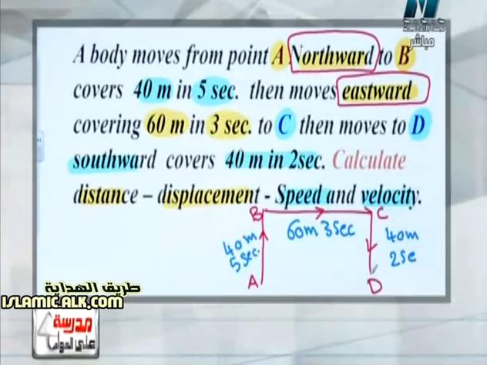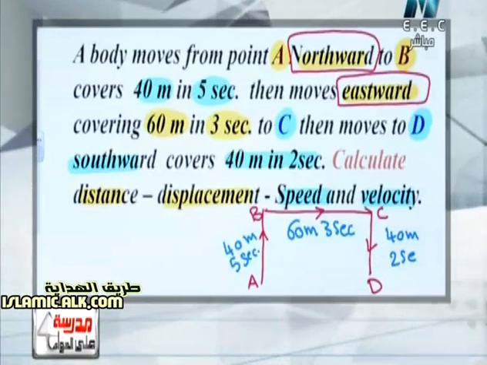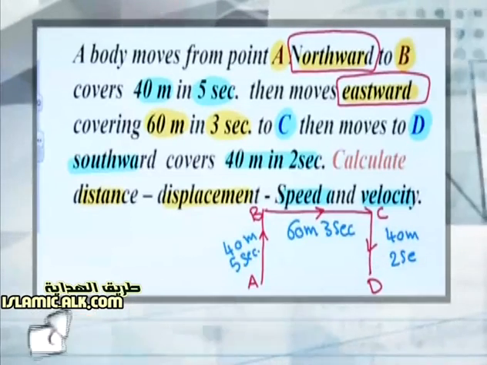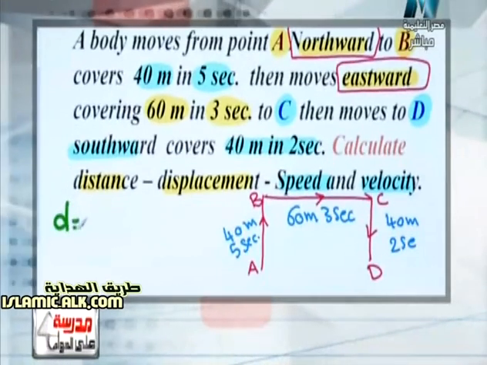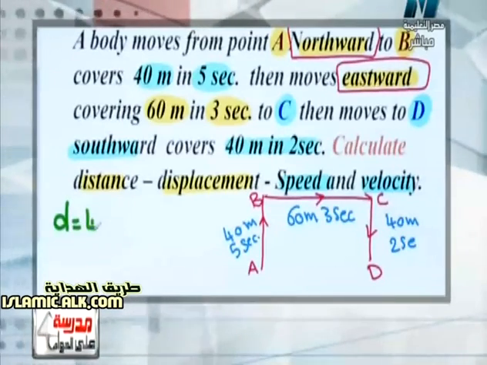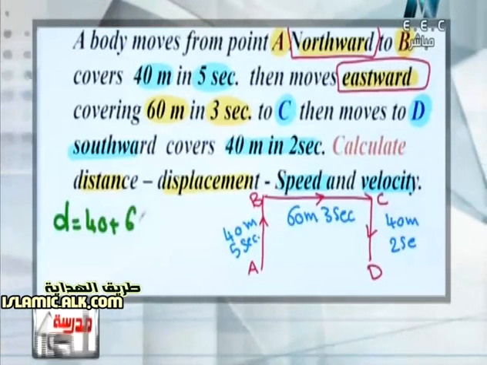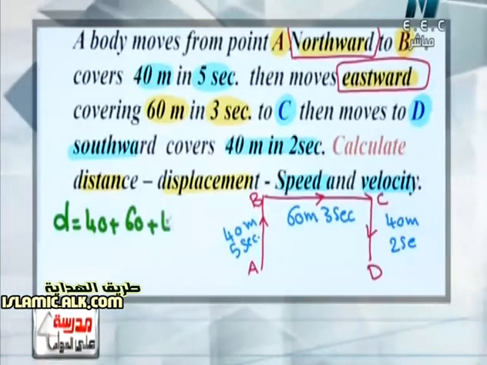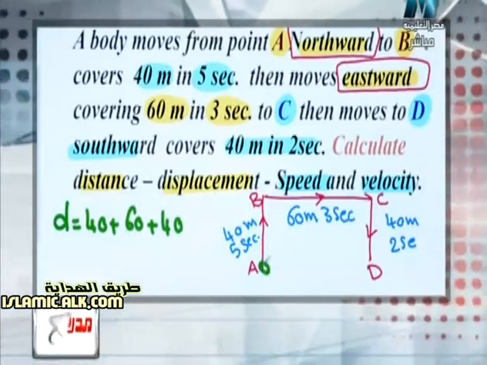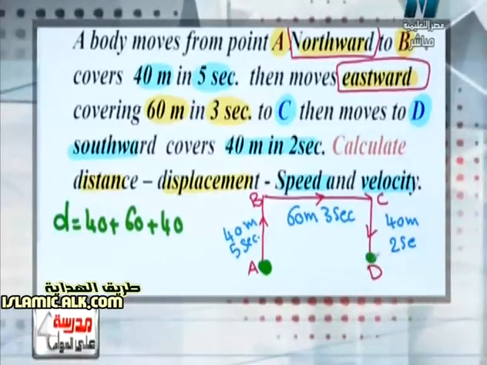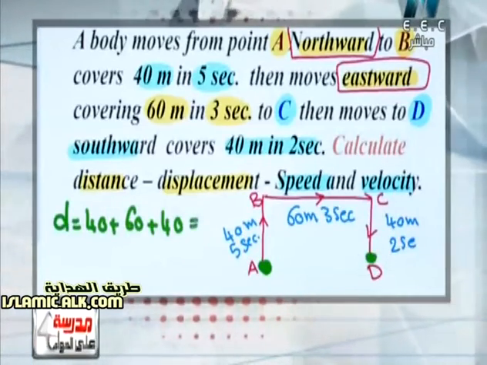So we need to calculate distance. Distance is the actual length between 2 points. So D equals 40 plus 60 plus 40, because we have the actual length between the starting point and the ending point. So how many?